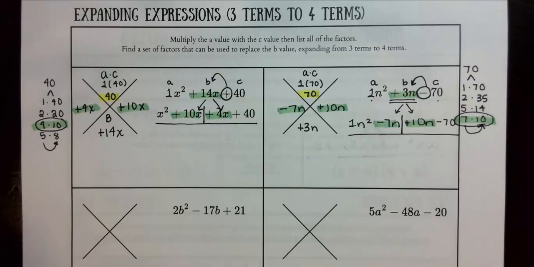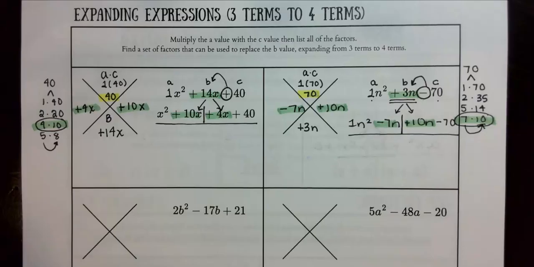Hello everybody, in this video we are going to continue expanding expressions from 3 terms to 4 terms so we can factor quadratic expressions using factoring by grouping. In some of the previous videos I did a quick reminder of how to find the GCF, which is the greatest common factor. I also reminded you how to factor by grouping. And then in the previous video we talked about some of the things we have to do in order to go from 3 terms to 4 terms.